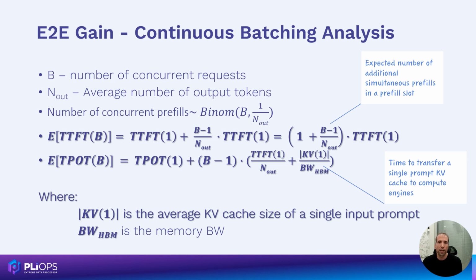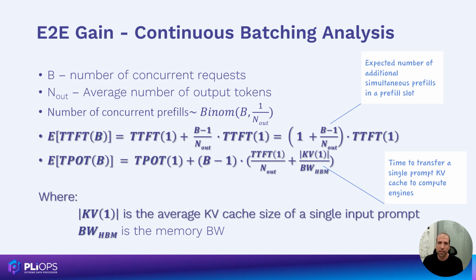Now let's go to the time per output token, or TPOT, and analyze the expected value of that as a function of B. Here again, it's the TPOT of a single request plus B-1 times two terms. The first one is an inevitable one. It's the time it takes to transfer a single prompt's KV cache from the HBM to the compute engines. And this is inevitable. When you increase batch size, you suffer from this degradation in time per output token.